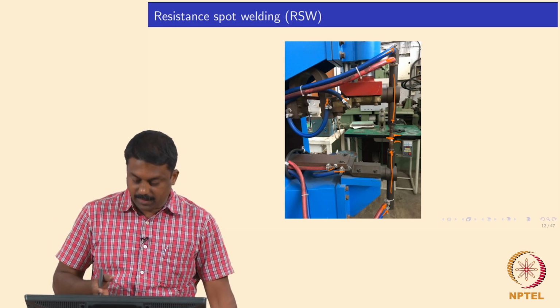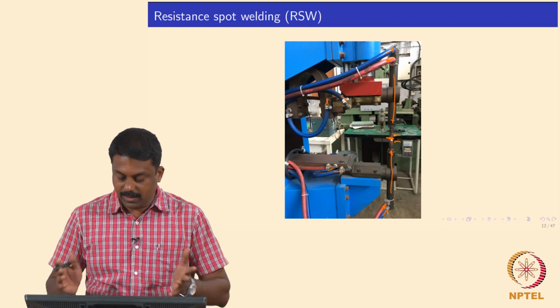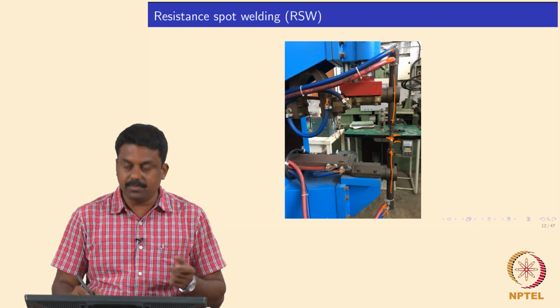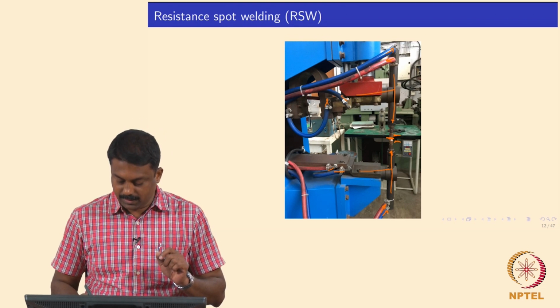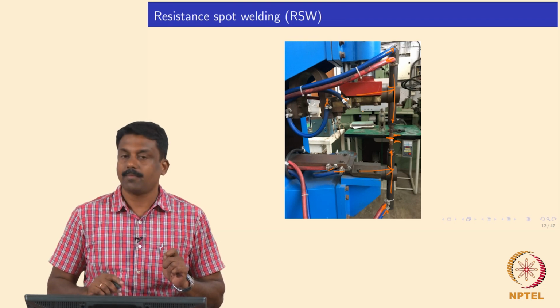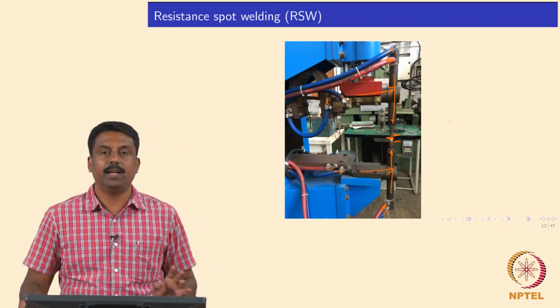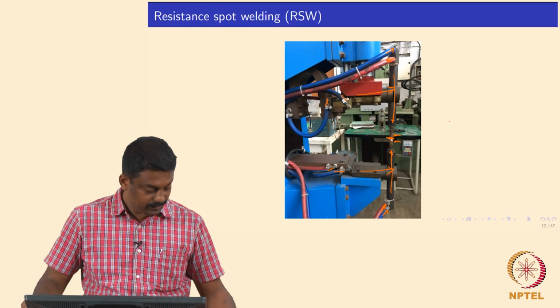So if you look at the schematic of such a setup, this is an industrial scale resistance spot weld. For example, in automotive platforms, these arms would be replaced by robots. In our lab, we have a simple cantilever beam used to make the weld nugget.